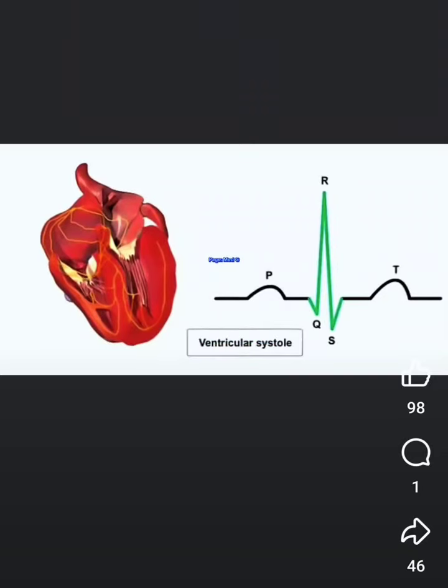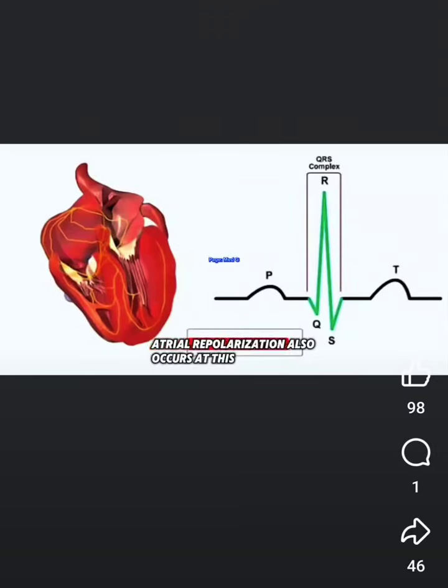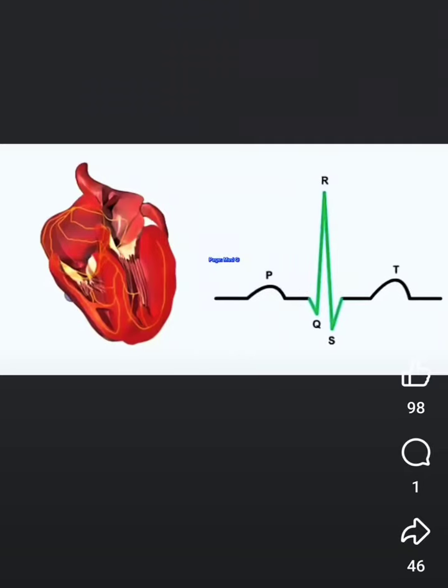systole. The ECG's QRS complex represents this rapid ventricular depolarization. Atrial repolarization also occurs at this time, but any atrial activity is hidden on the ECG by the QRS complex.